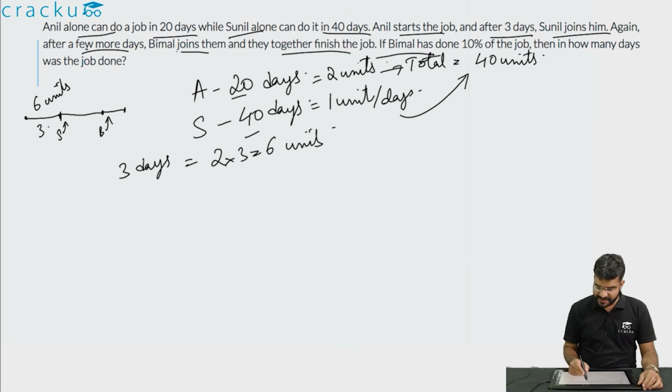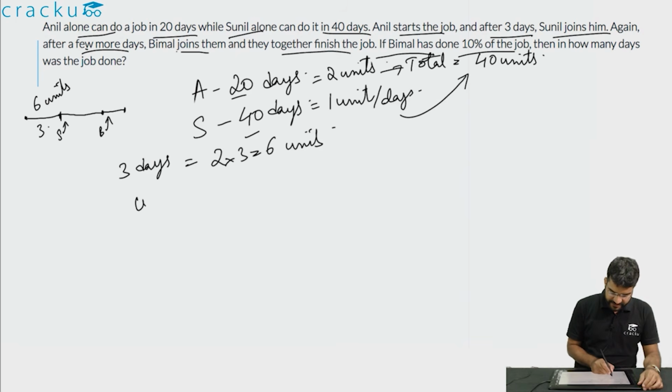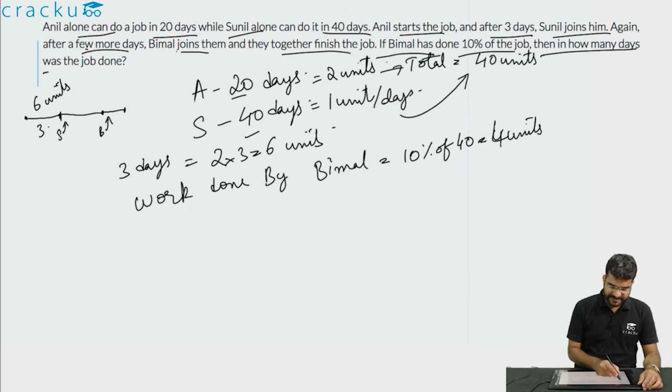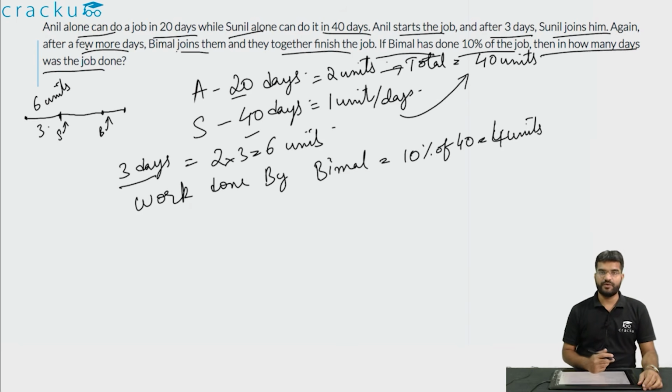It is told that Bimal does 10% of the job. So the work done by Bimal is equal to 10% of 40, which is equal to 4 units. Then in how many days was the job done? Let us assume that after the first 3 days, the total job was done after k days.